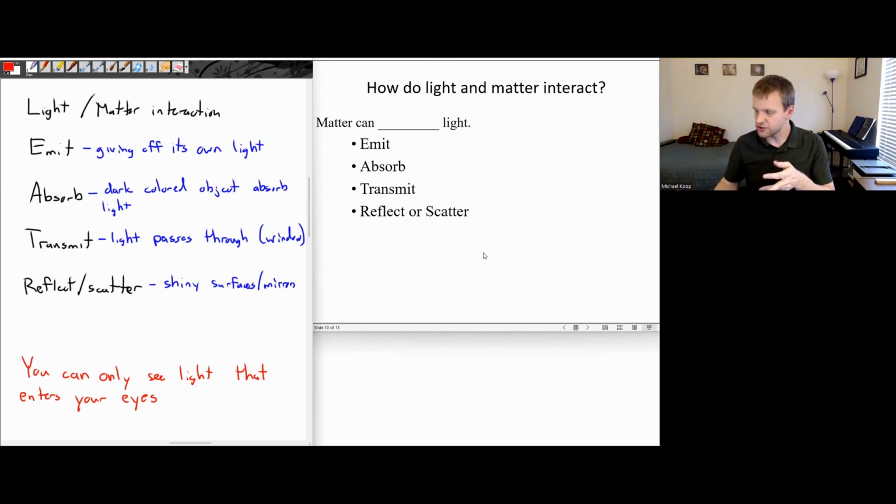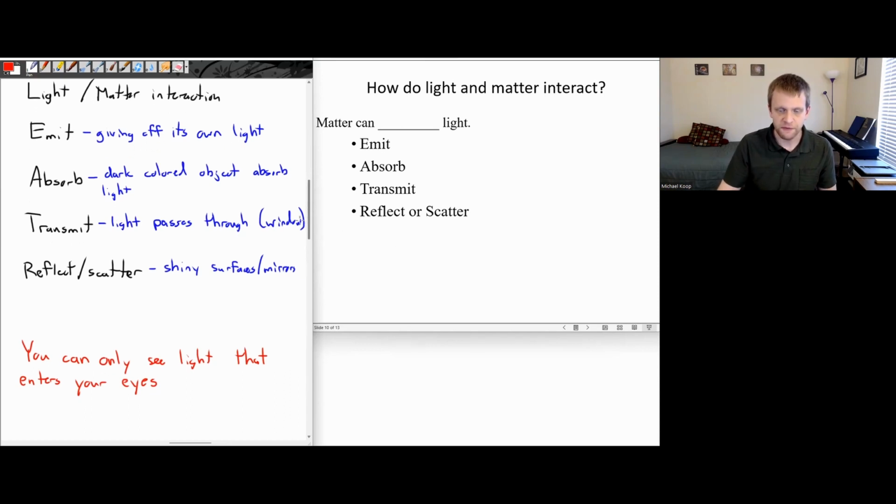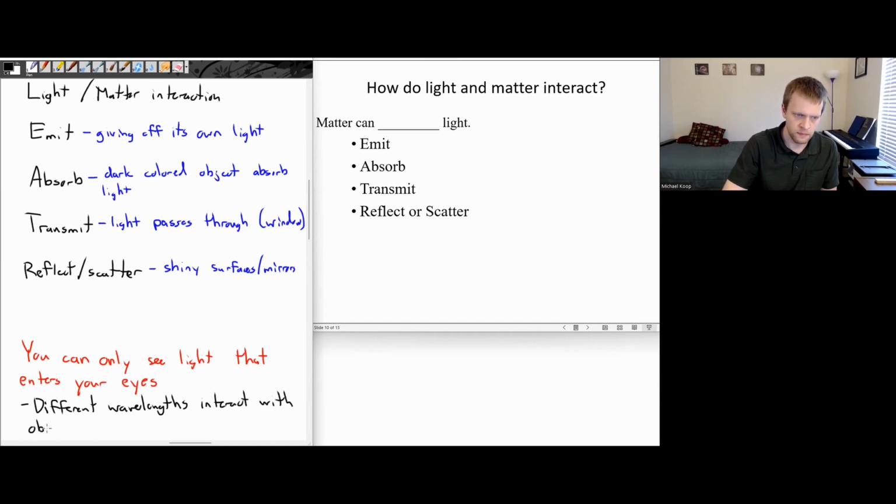And that's another point that I really want to emphasize. For these light matter interactions, different wavelengths can interact with matter in different ways. So let me write that down. Different wavelengths interact with objects in different ways.